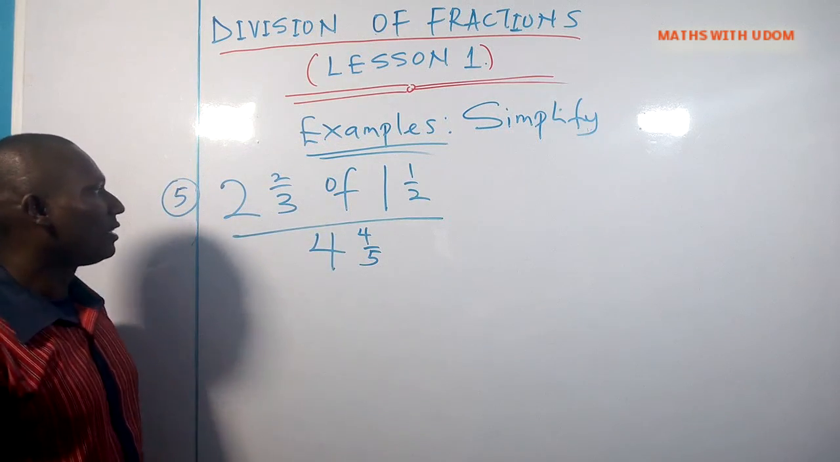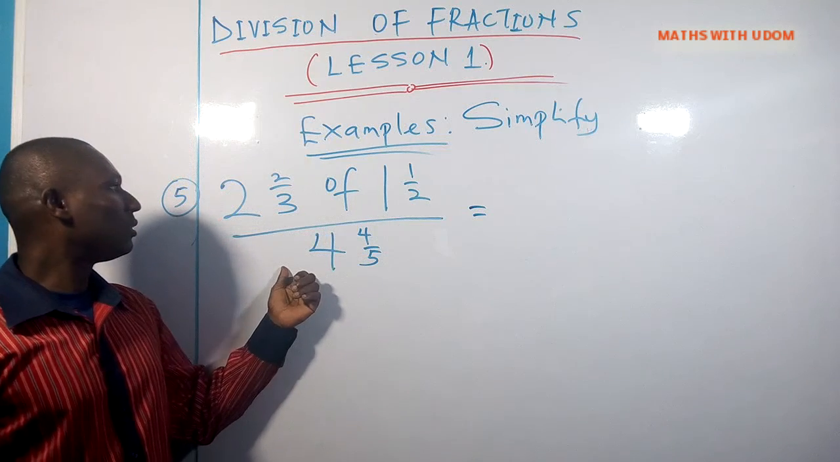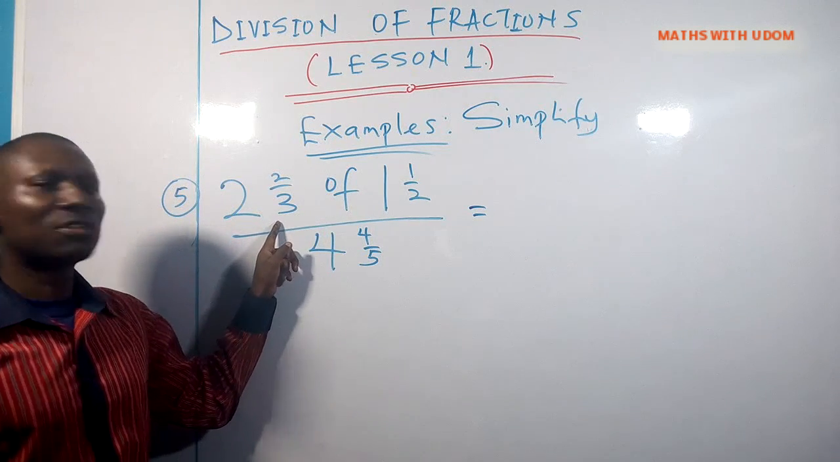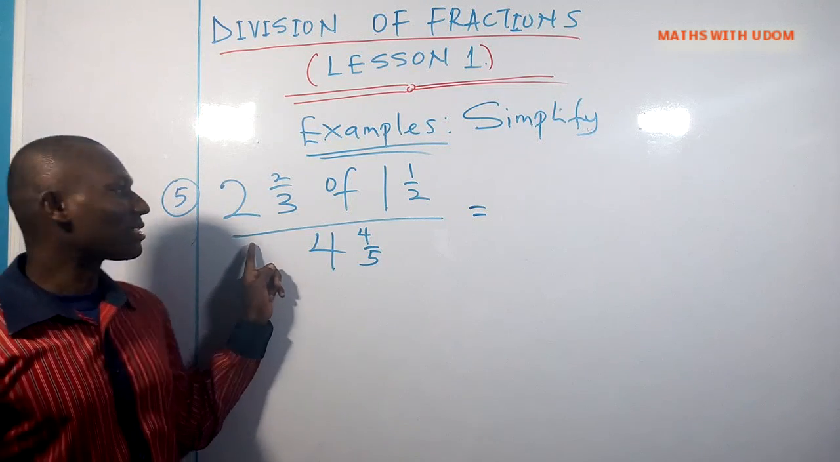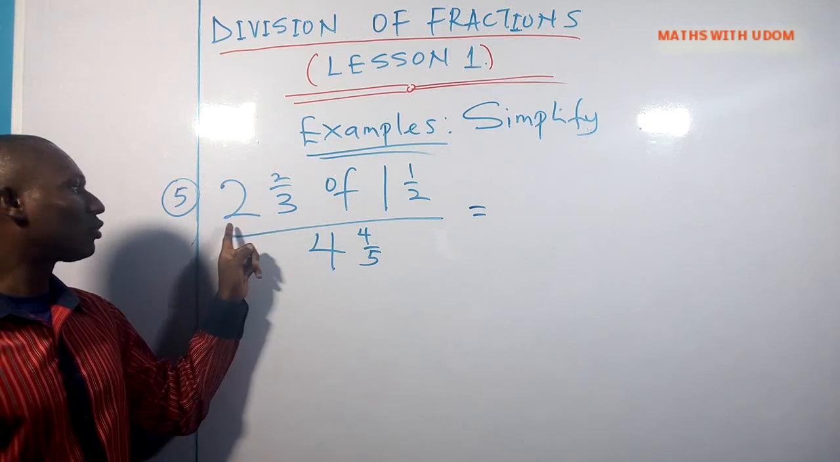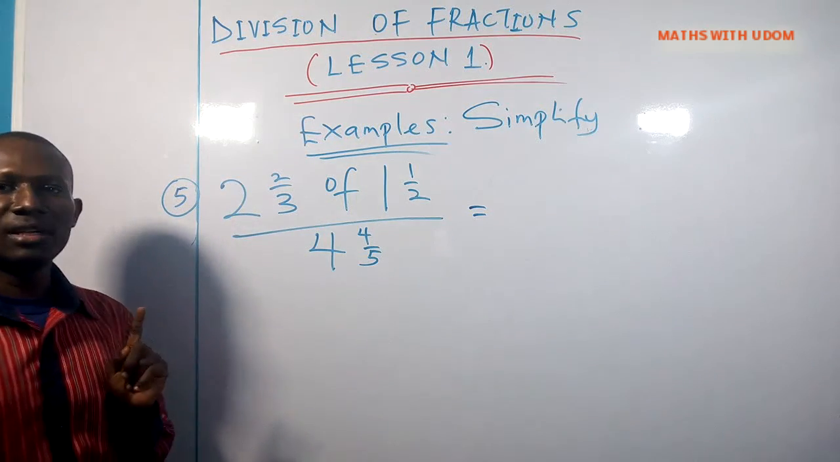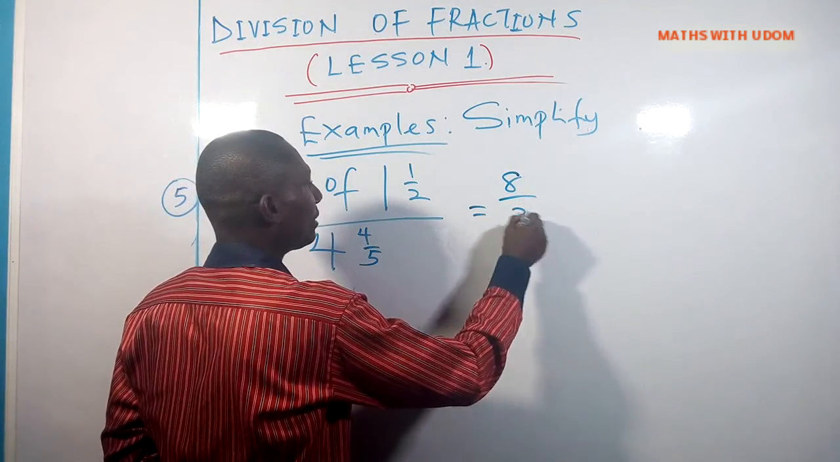So the first thing is to work on the numerator. Okay, so for the numerator, we change what? The mixed fraction into what? Into improper fraction. So let's start. 3 times 2 is 6 plus the numerator 2. That's 8 divided by 3. So we have 8 divided by 3.